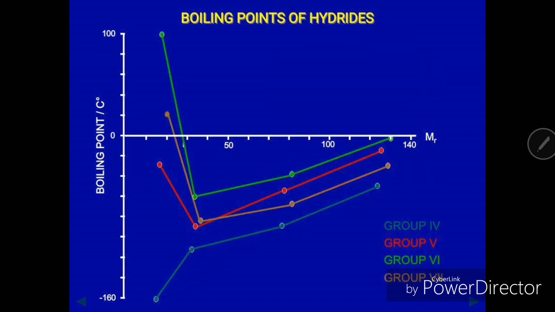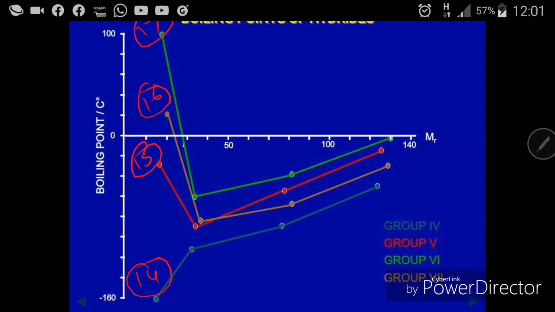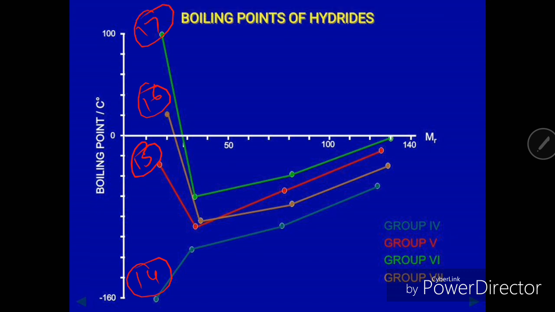The same trend is found in group 17 and 16 also. This is the graph for group 14, this is for 15, this is for 16, this is for 17. So you can see that the same trend is found in group 15, 16 and 17 hydrides. The first member of every group among groups 15, 16 and 17 has a higher boiling point. It is because of hydrogen bond association.